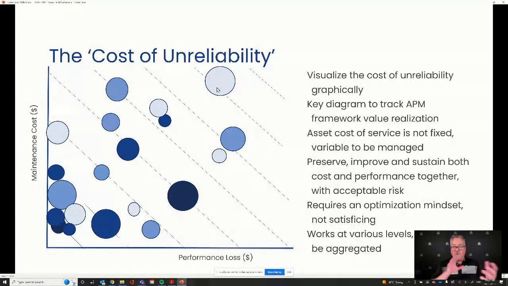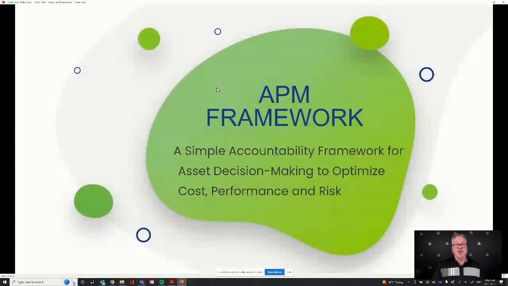Right. So this can work at various levels, individual assets, and we can aggregate that up, as I said, to kind of the plant as a whole and have those different views. So it becomes a very, very powerful tool to see what's going on in our organization. All right. So next, let's turn our attention to the APM framework.